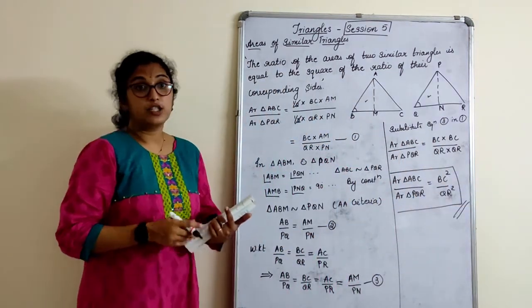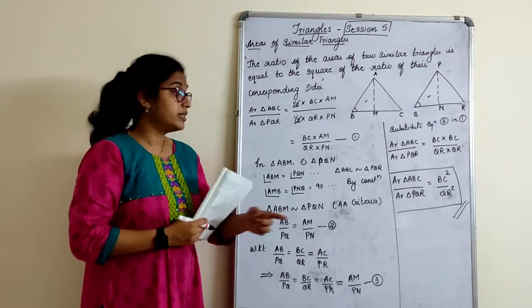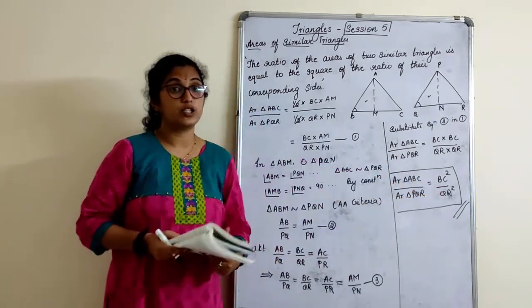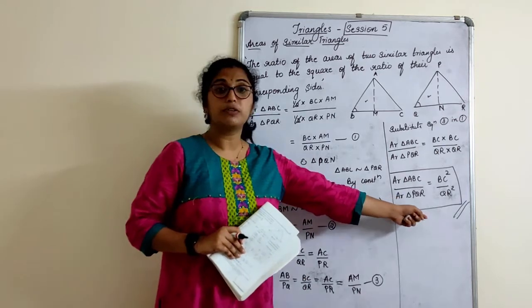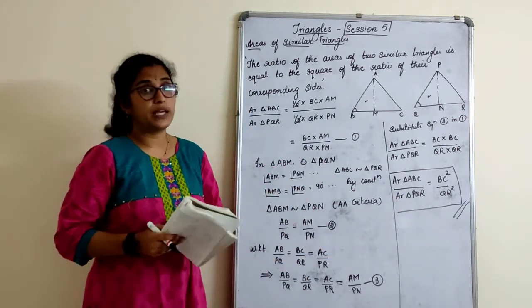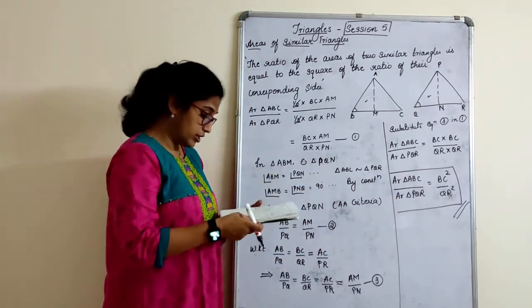The ratio of the areas of two similar triangles is equal to the ratio of the squares of the proportional sides. You need to remember this. On this basis, we have some riders. Let's quickly start with that.